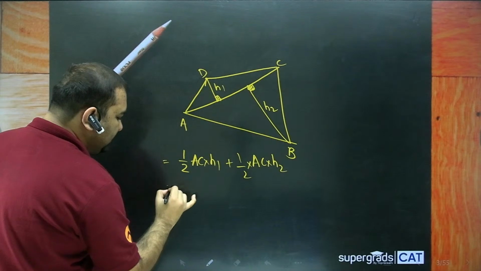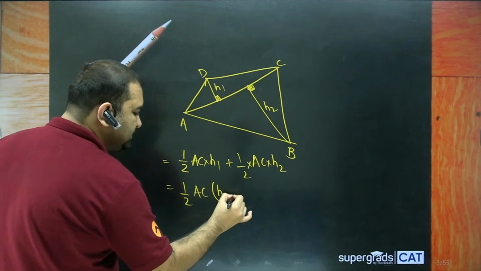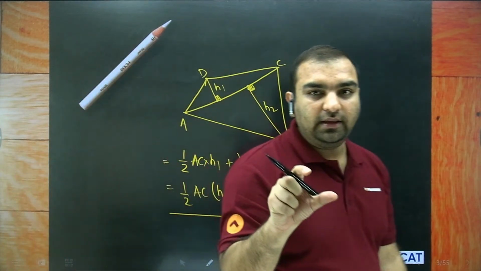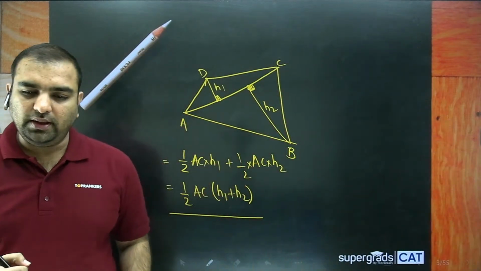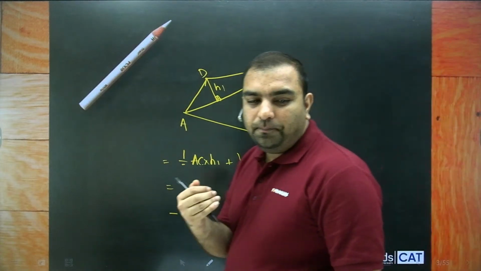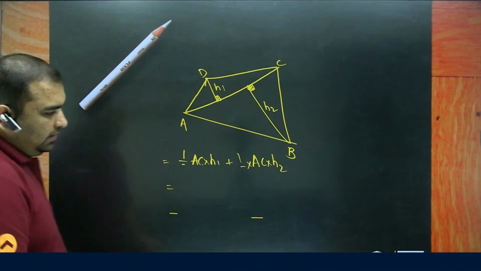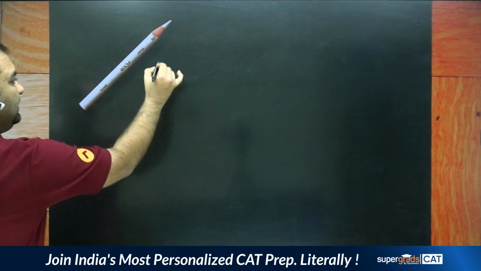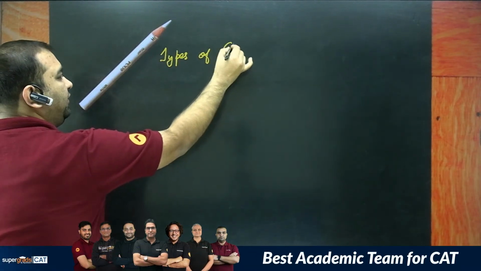So what is the area of any quadrilateral? AC common ले लो, half into AC into (H1 plus H2). So how many things are required? The diagonal is required and the perpendiculars drawn onto the diagonal are required. Now let's further break into types of quadrilaterals. देखते हैं, ये वाला पार्ट बहुत इंपॉर्टेंट रहेगा. Types of quadrilaterals.